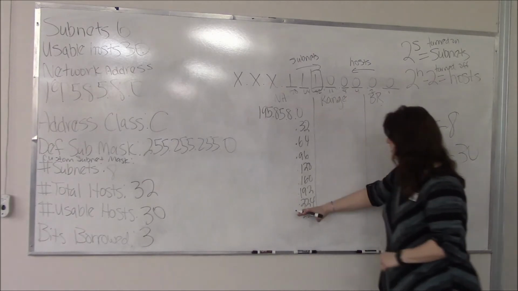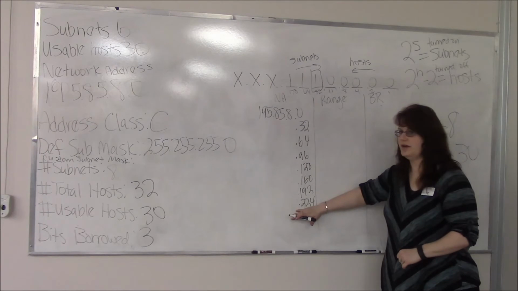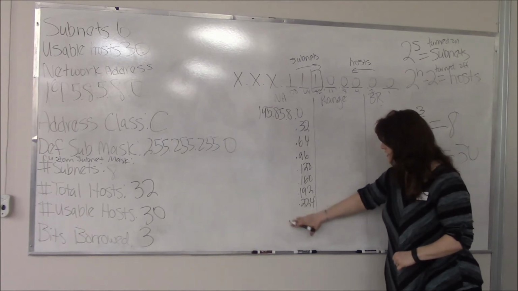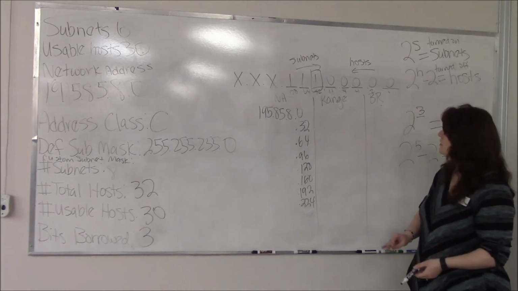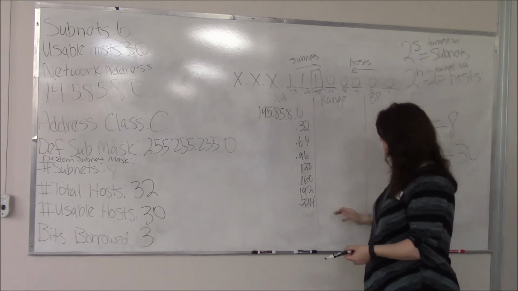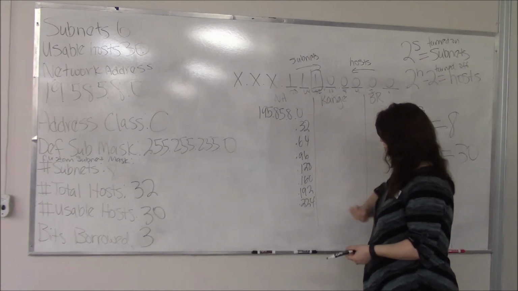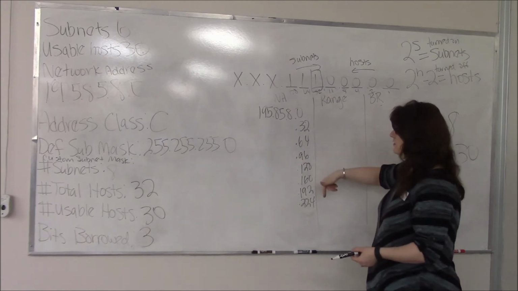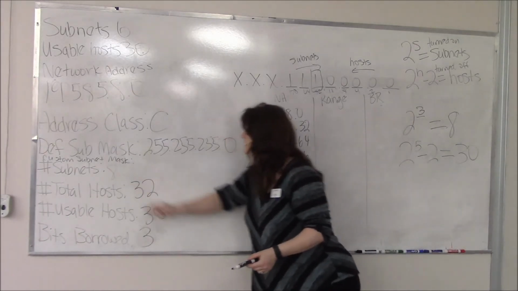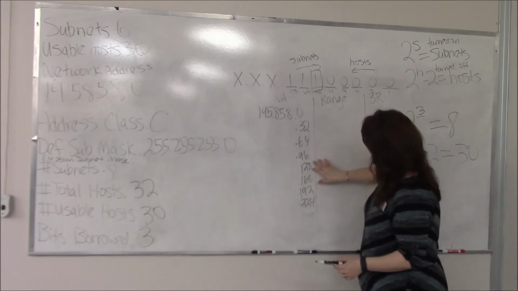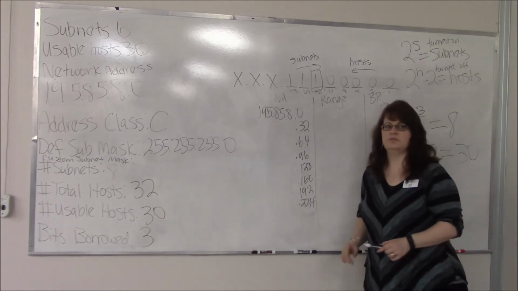So that's not valid, right? So I've run out at that point. 256 is not a valid IP address. So that's right, because I have 8 subnets, like we said we did. 1, 2, 3, 4, 5, 6, 7, 8. Okay?